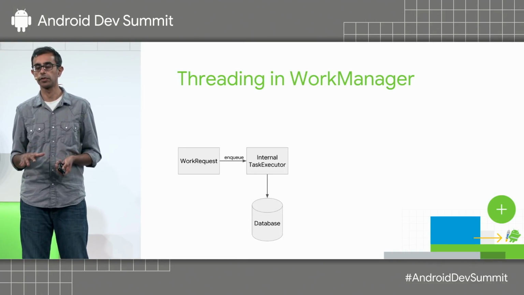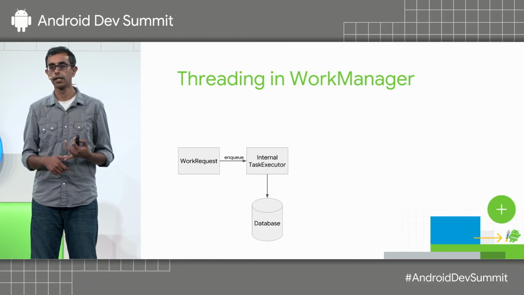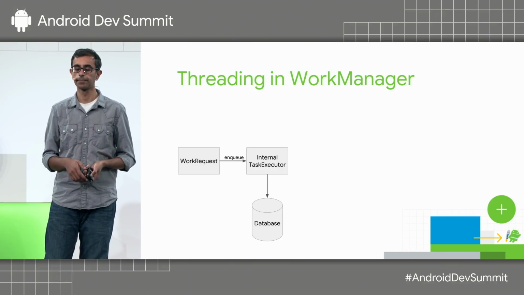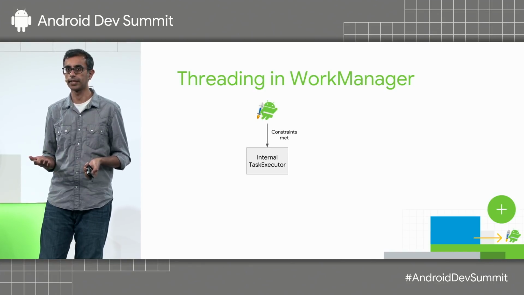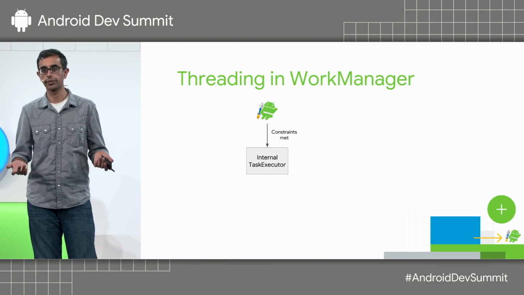This is the source of truth. This is where we keep track of the state of your work, your inputs and outputs, everything. With the dependency chains, everything goes in this database. So after it's been enqueued, sometime later, your constraints are met, and the OS tells you that. If you have no constraints, it's eligible to run right away.